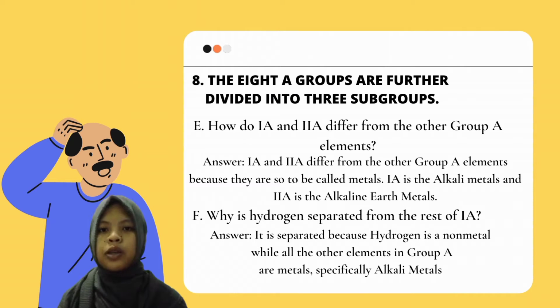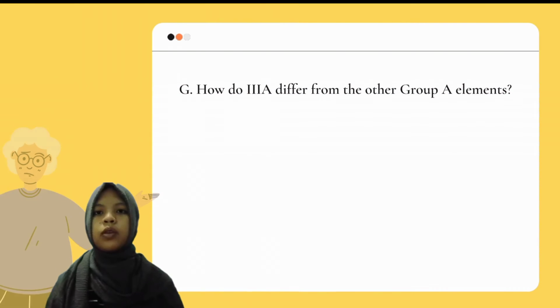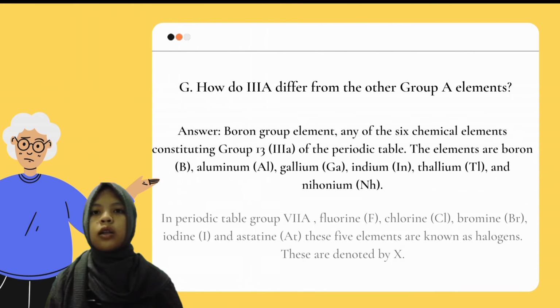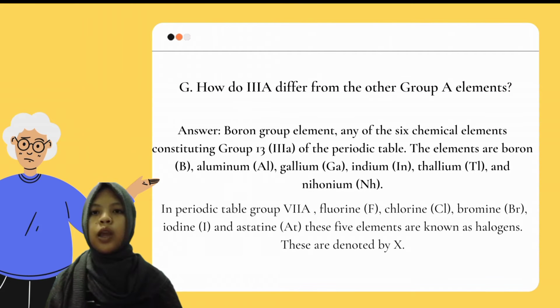The next question is, why is hydrogen separated from the rest of 1A? The answer is, it is separated because hydrogen is a non-metal while all the other elements in group 1A are metals, specifically alkali metals. Next question is, how does 3A differ from the other group A elements? The answer is, boron group elements, any of these 6 chemical elements constituting group 13 or 3A of the periodic table.